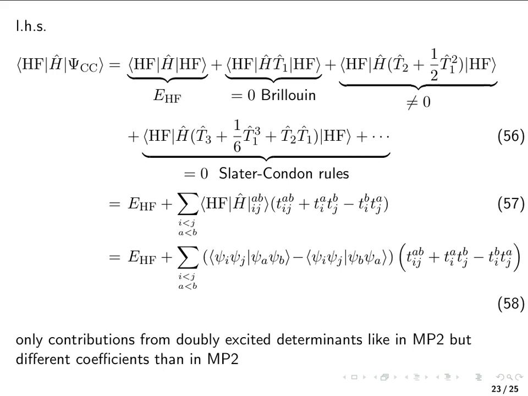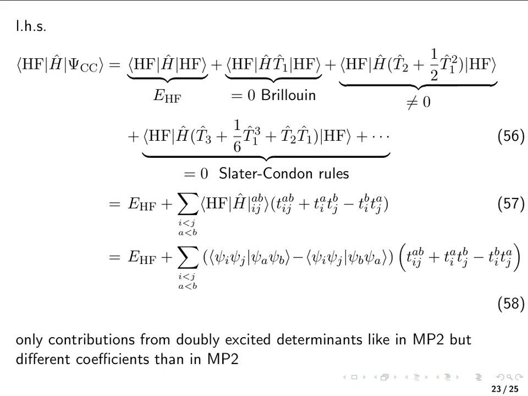The difference, of course, is that in Møller-Plesset perturbation theory we had one fixed expression for the coefficient. That was actually just these integrals again divided by the orbital energy differences, where here we now have our connected and disconnected coupled cluster amplitudes. And on the next slide, we have to figure out how to get those.